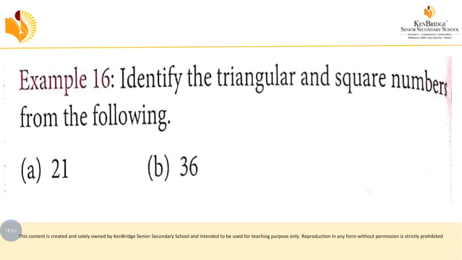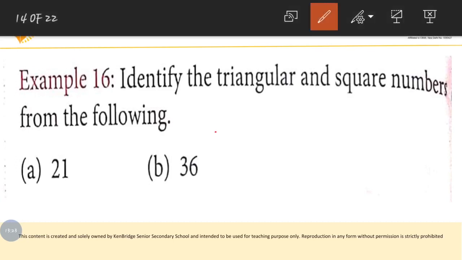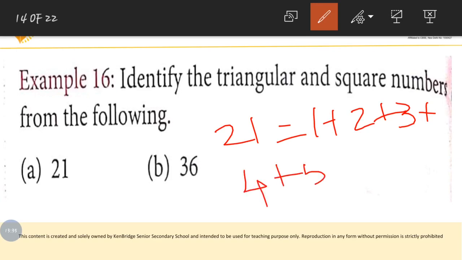For a triangular number, first you have to think about 21. Let's start: 1 plus 2 plus 3. We know that till 5 we will get 15, right? So 1 plus 2 plus 3 plus 4 plus 5 plus 6. Now we will find out the total. 1 plus 2 is 3, 3 plus 3 is 6, 6 plus 4 is 10, 10 plus 5 is 15, 15 plus 6 is 21. So 21, we got the same value. Whatever value is given here, the same value we got from this total. So definitely 21 will be the triangular number.